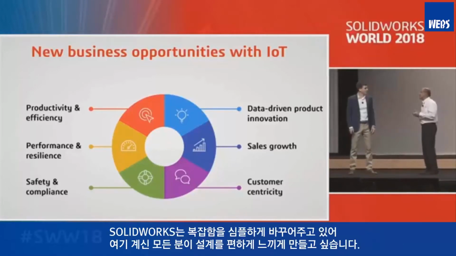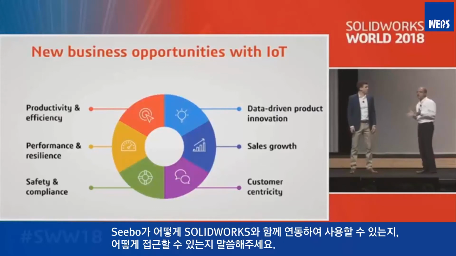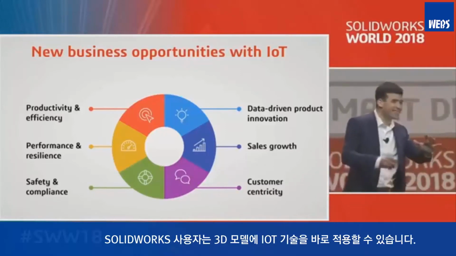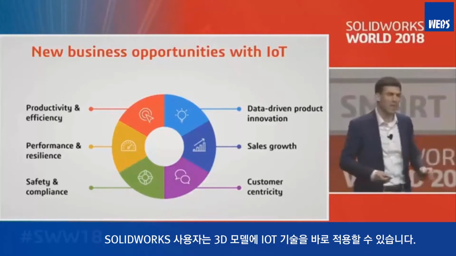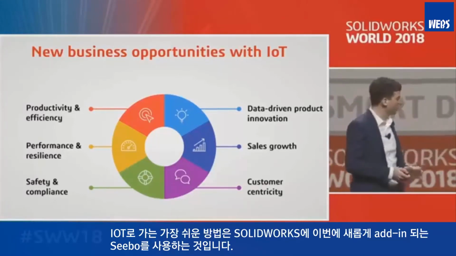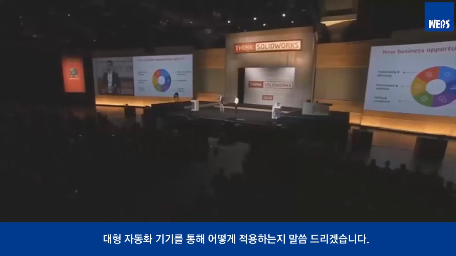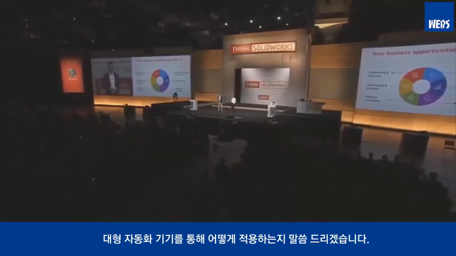So listen, at SolidWorks, we make the complex simple. And we want to make it so simple that everyone in this room can start this journey. So tell us how Sibo and SolidWorks working together is going to make it accessible to everybody else. SolidWorks users can turn their 3D models into IoT products in no time. The easiest way to go IoT is by using the new Sibo add-in for SolidWorks. Let me take you into the life of a product designer in a leading machine manufacturer. Sure.